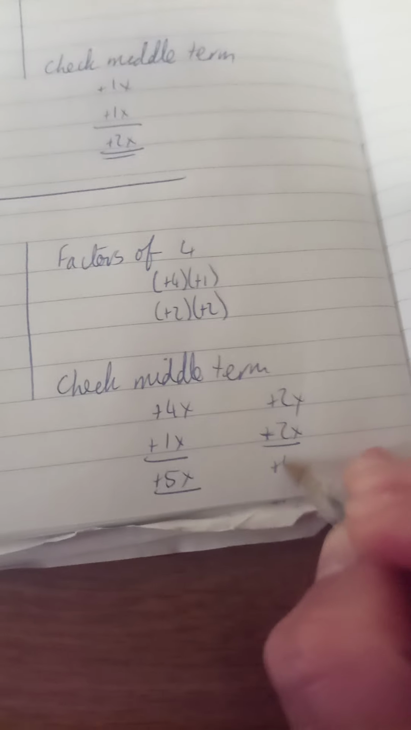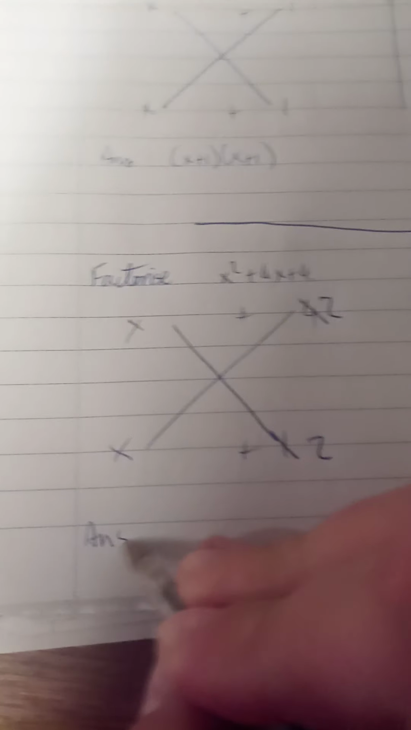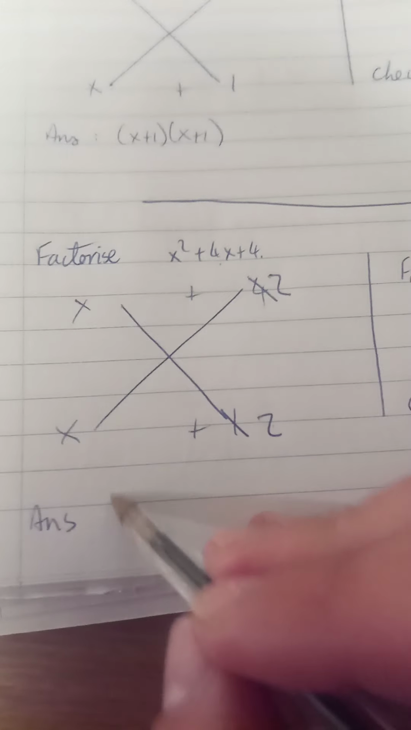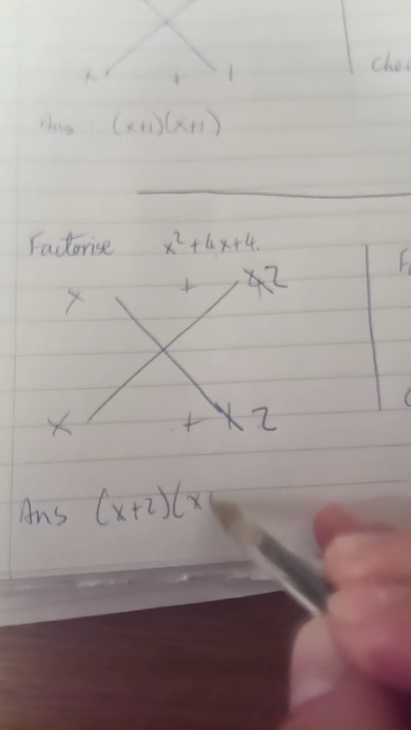Plus 2x along the diagonal, plus 2x. And when you add those together, you get plus 4x, which is indeed the middle term. That means my answer then will be x plus 2 in one bracket and x plus 2 in the second bracket.